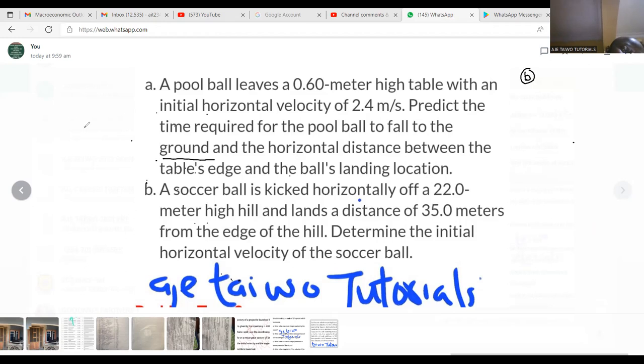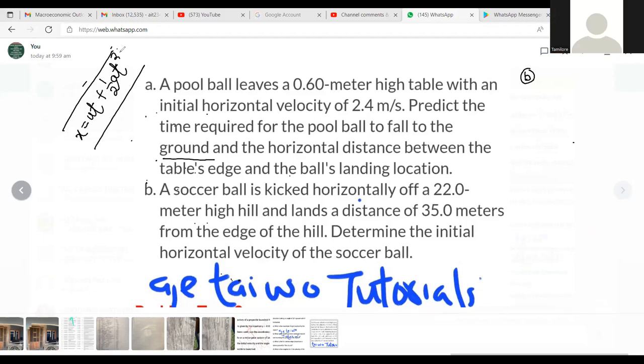You said s equals ut plus half at squared. Am I correct? You made use of this formula. Am I correct? Yes, sir. And you put a as zero? Yes, that's for horizontal distance. Perfect. You are correct.